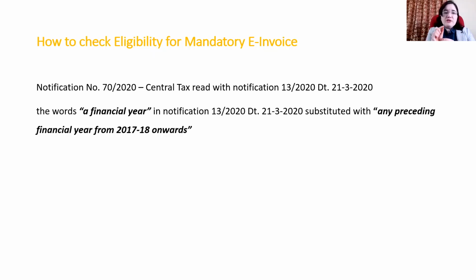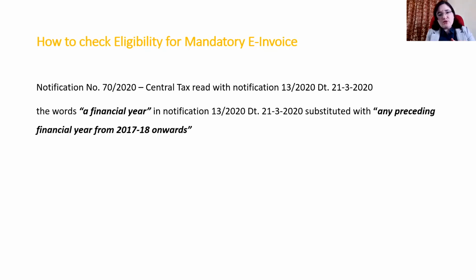If you refer to notification 70 by 2020, read with 13 notification, it says that you have to check the turnover for the last 3 years, or from 17-18. So when the GST law was introduced, you have to check the turnover of the years from 17-18, in any one year. If your turnover has crossed 100 crore, then e-invoicing is applicable. So now you got to know this.